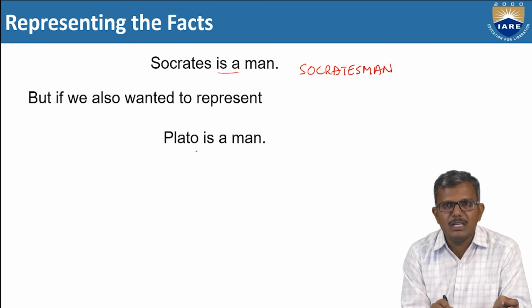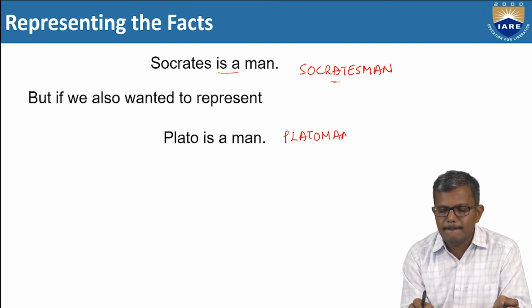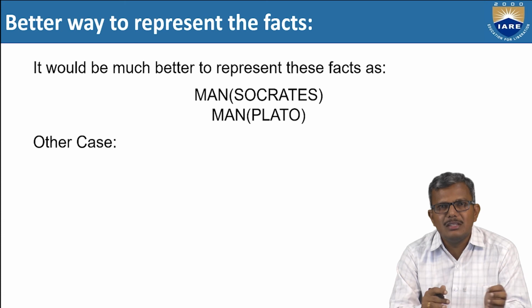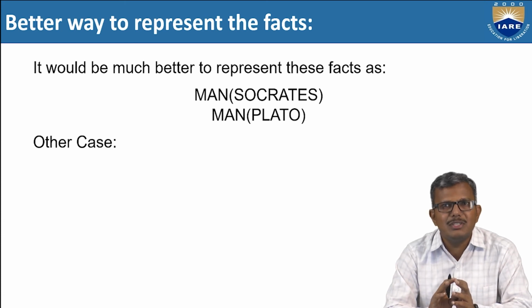Similar to that, one more sentence is also there. What is that? Plato is a man. With this same kind of representation, I can mention this one as Plato man. So we will try to see this one. We have improvised whatever we have seen in the previous case with the help of this representation.